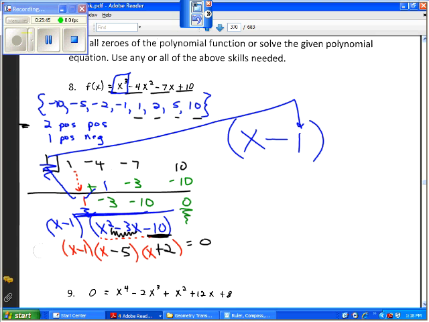And then what would you do? Set each factor equal to 0 and solve, right? So we know that this would produce that x equal 1 that we already had. And this would produce an x equal 5. And this would produce an x equal negative 2. So those are the roots of the cubic. Any questions on that? You could say x plus 2 equals 0, minus 2, minus 2. We got that. Any questions on number 8?